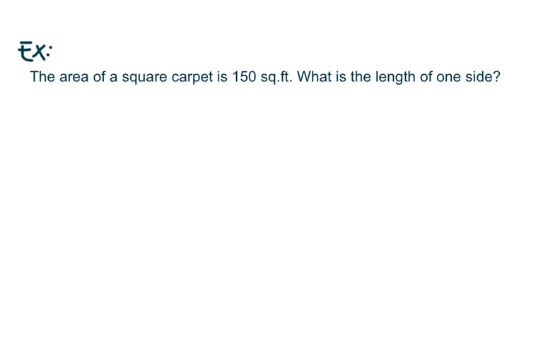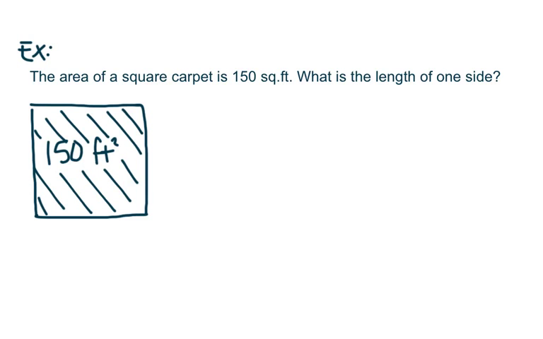So let's draw a picture. I have drawn a square, and the inside of the square covers 150 square feet. And we want to know the length of the side. So I don't know it, so I'm going to put a variable x. And we know that both sides of a square are the same length. So if I have x along the bottom, I can have x along the side.